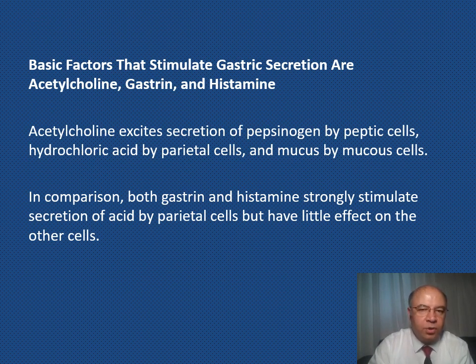Basic factors that stimulate gastric secretion are acetylcholine, gastrin, and histamine. Acetylcholine excites secretion of pepsinogen by peptic cells, hydrochloric acid by parietal cells, and mucus by mucus cells. In comparison, both gastrin and histamine strongly stimulate secretion of acid by parietal cells but have little effect on the other cells.